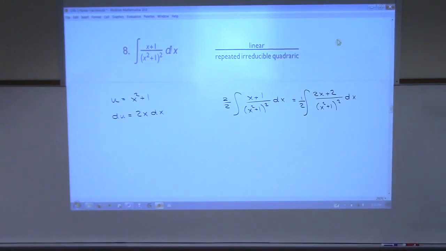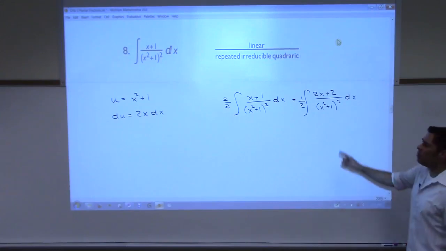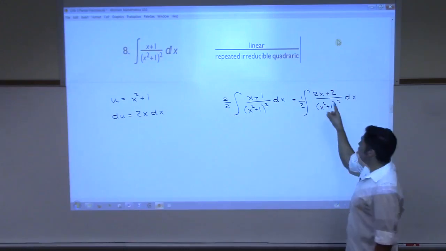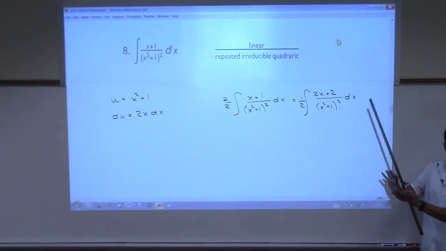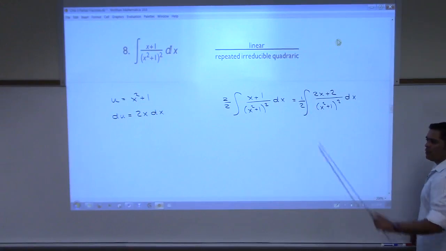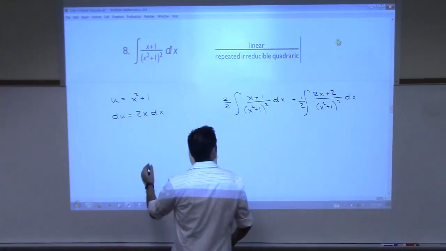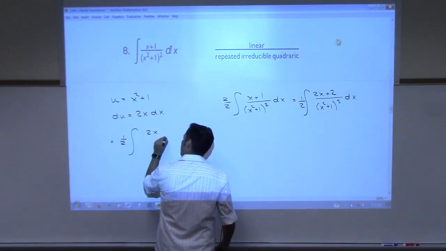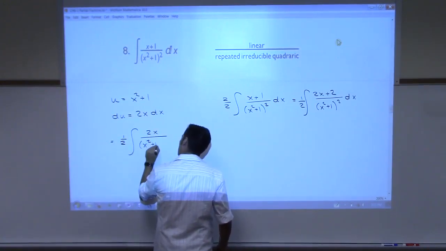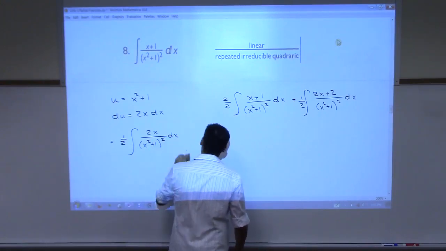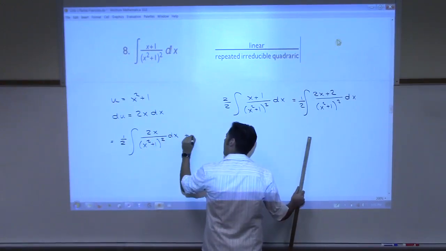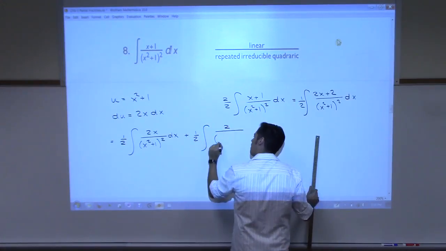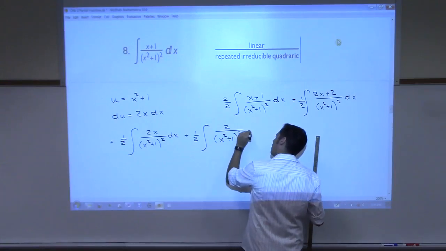Now I can split it right now. Do y'all see I don't need a hidden 0 on this one? Because I need 2x, right? I have 2x plus 2. I just don't want that 2 there, so I split it into two little integrals now. Don't forget the 1/2 though, it has to go with you. So that becomes 1/2 integral 2x over x squared plus 1 squared dx, and then plus a half integral of 2 over x squared plus 1 squared dx.